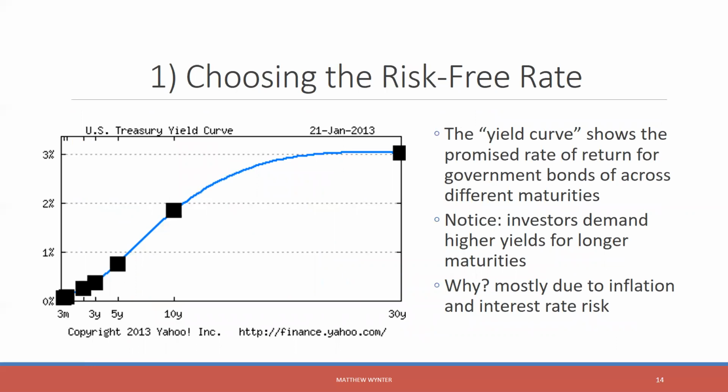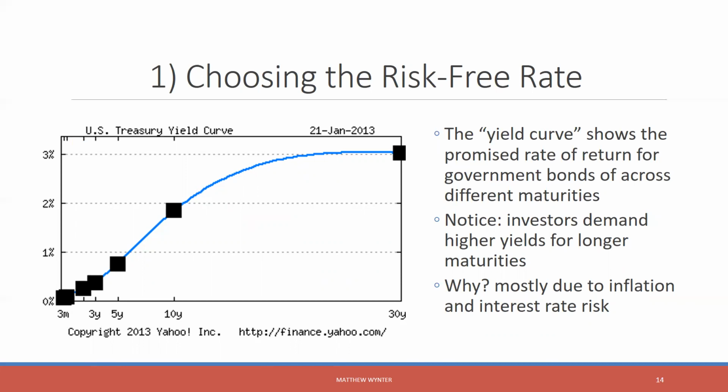The yield curve, if you're not familiar with it, what do we have? On our vertical axis, we have the yield to maturity for US government bonds. On our horizontal axis, we have different maturities for these US government bonds. The yield curve shows the promised rate of return for government bonds across these different maturities. What you notice is that investors demand a higher yield for longer maturities. The yield is the required return that I'm going to earn if I'm an investor and I'm holding this bond.